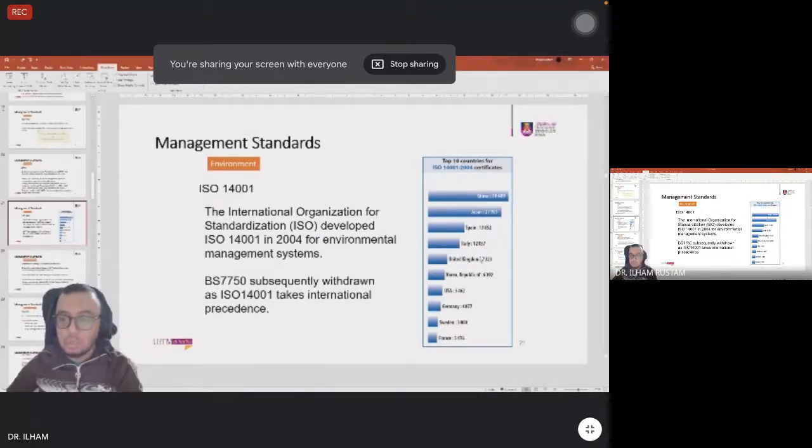So as you can see, even though USA keep on pitching that they are the world leader and whatnot, they are actually tak standard mana pun. 5462 je dia punya level of standard. Not to say that kalau ada ISO 14001 ni negara tu bagus. No, it's just the endeavor lah country tu.